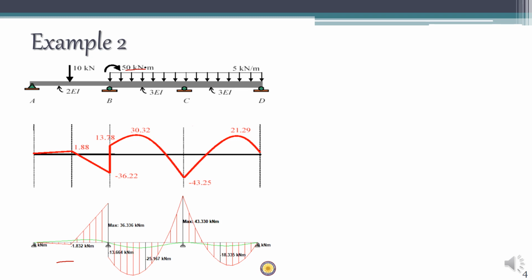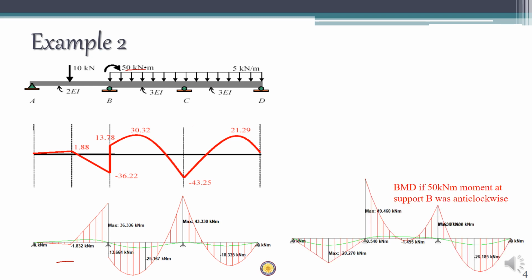So as an assignment, you have to change the sign of this 50 kN moment and apply it as an anticlockwise moment at B. The problem remains the same, only change this 50 from clockwise to anticlockwise and try out the problem. I am attaching the solution here. You should get a bending moment diagram and values very close to this diagram. Okay, that's for today's lecture.